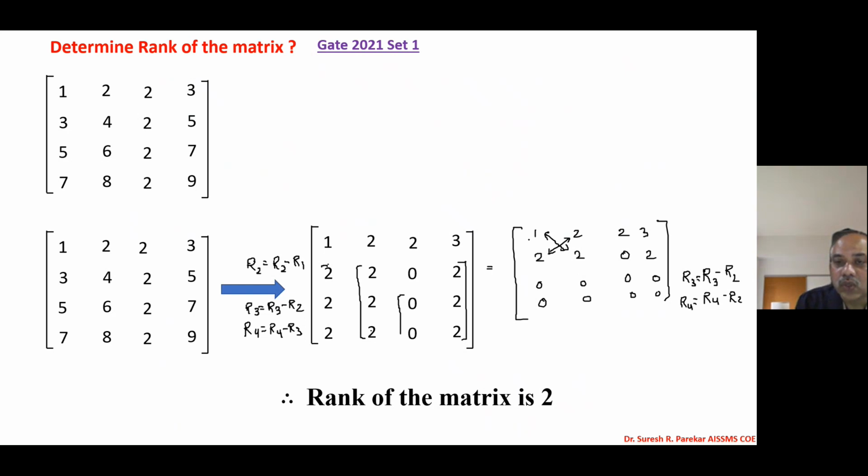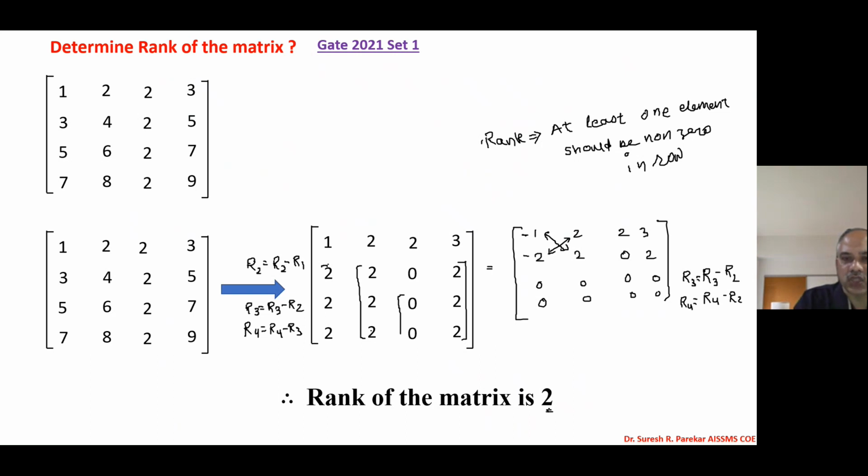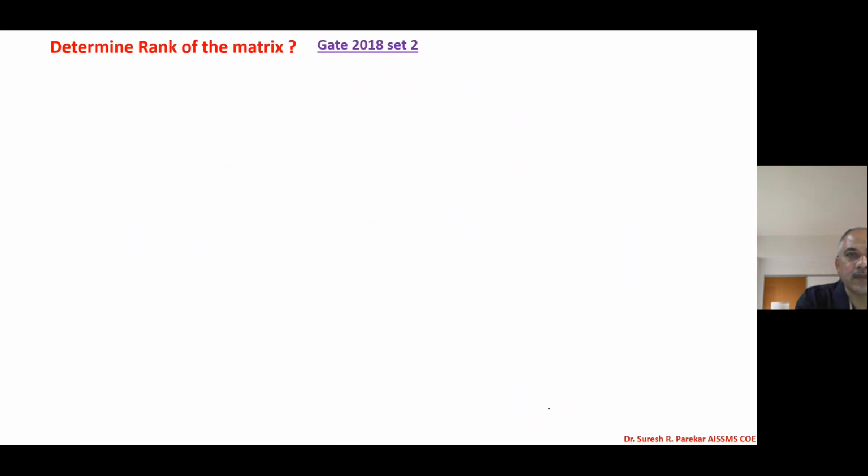It means we have two rows here which have a non-zero element. Rank is also defined as: at least one element should be non-zero in a row. And then you can see these are the two rows. Therefore, my rank is 2. Then we have determined the rank of the matrix.